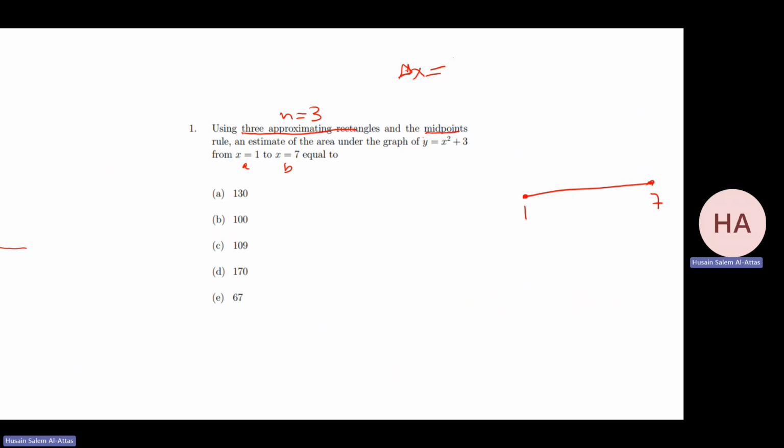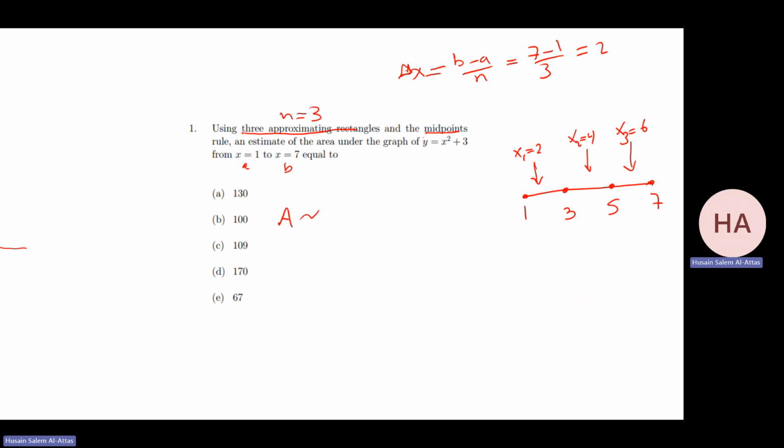Let me do it, just to remind you what we did before. That will be 7 minus 1 over 3, which is 2. So 1, 3, 5, 7. And you want the mid of each one. So the points I'll choose: x1 will be 2, x2 will be 4, the mid here, x3 will be 6.